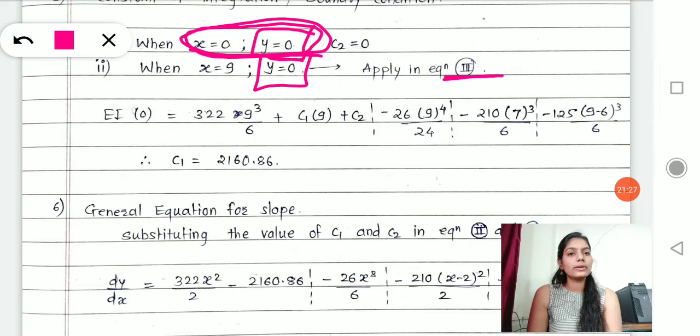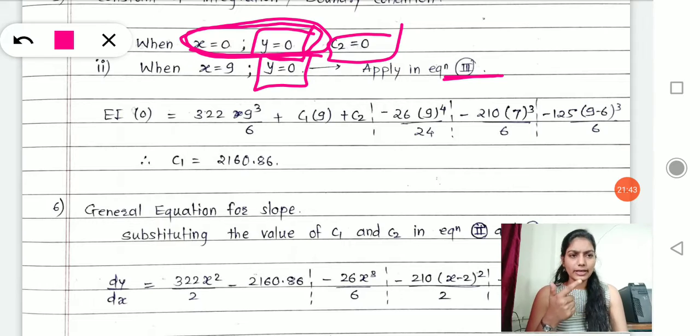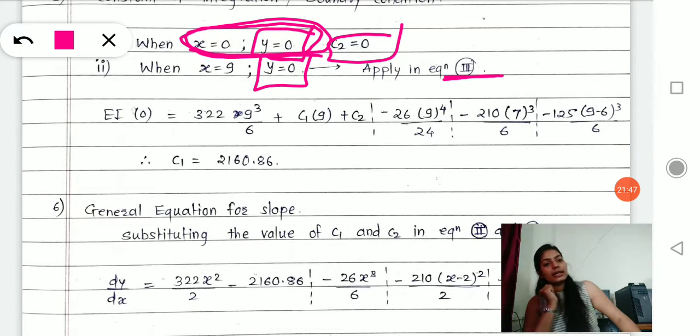X equals 0 and y equals 0 means what? I have told you, at distance x equals 0, the deflection y will be 0. If you put this in equation number 3, you will get C2. C2, the integration constant, equals 0. Apply it. Try to do it on your own. You will get a better idea about this.